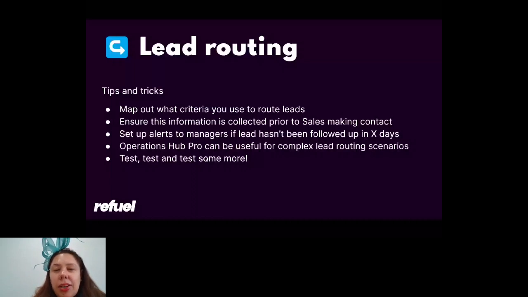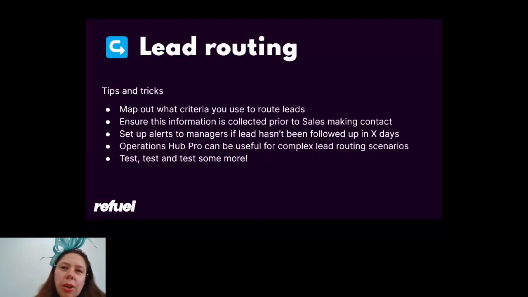Set up alerts to managers if the lead hasn't been followed up in X days. So if there is a sales process that says when you're assigned a contact, you are required to contact that person within 2 working days, when you set up the task to remind them and send the email notification, if the task is overdue, which might be 2 days later, you can then set up an alert to go to the manager. That might be an email notification or an SMS, depending on what's more relevant to how that manager would like to receive those notifications.